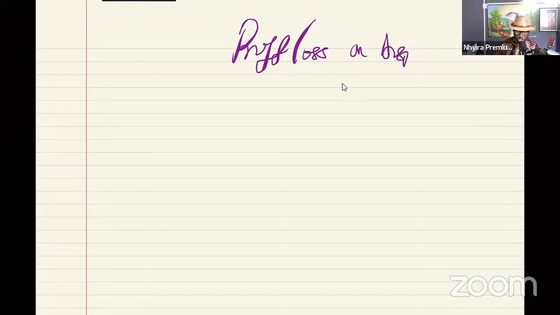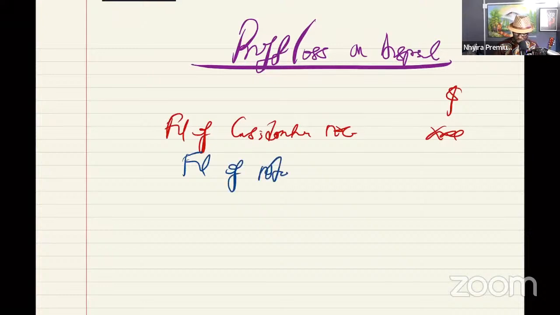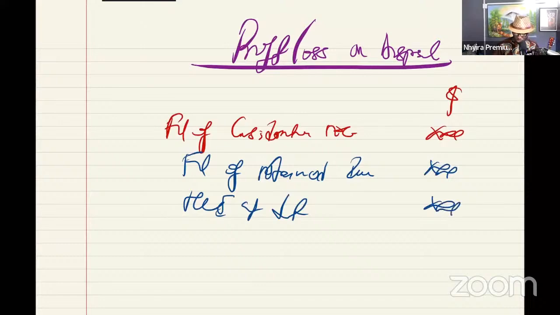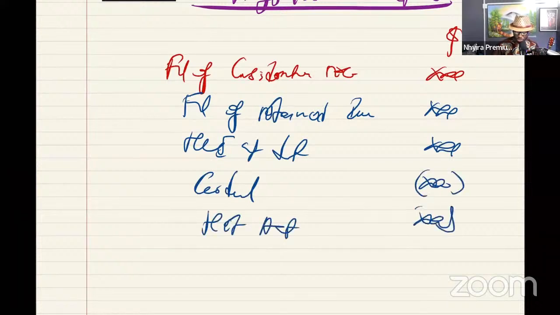Profit or loss on disposal is calculated as the fair value of consideration received, plus the fair value of any retained investment, plus the non-controlling interest at the date of disposal, with goodwill to be deducted, and then the net assets at the date of disposal to be deducted. This is how we calculate the value on the disposal.